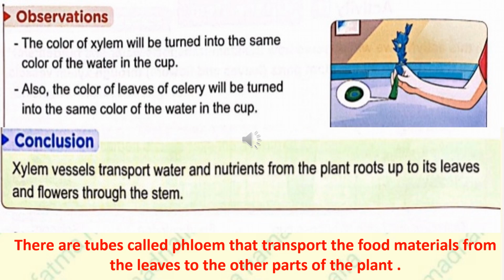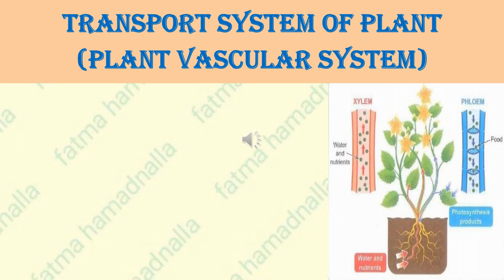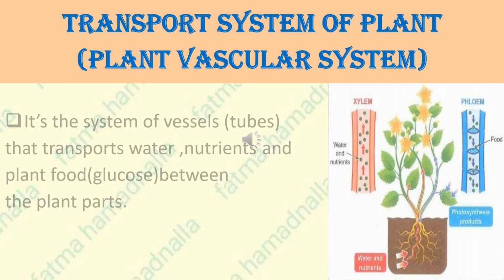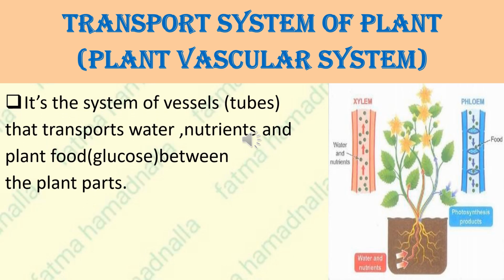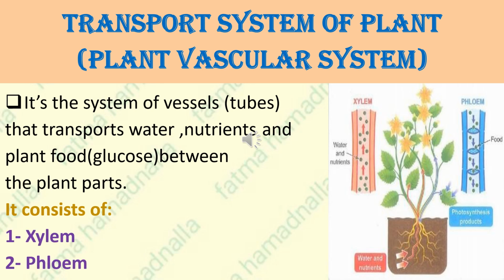Okay, what is the transport system of the plant? This is the transport system of the plant, also known as the vascular system. This system is responsible for transporting water, nutrients, and food throughout the plant. Okay? This system consists of two types of vessels, which are xylem vessels and phloem vessels. Okay?